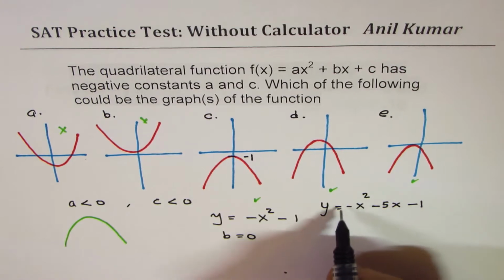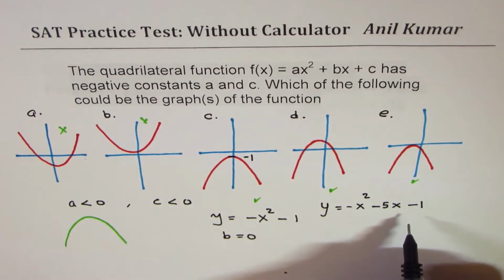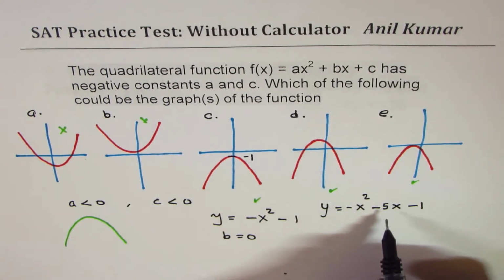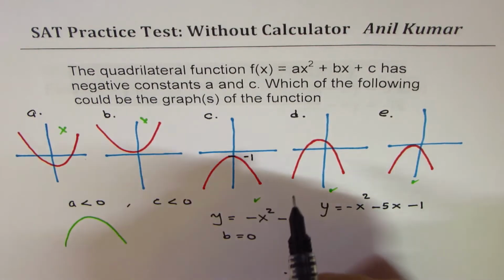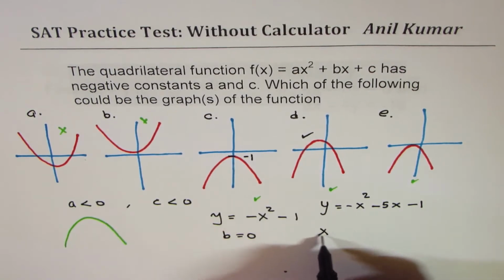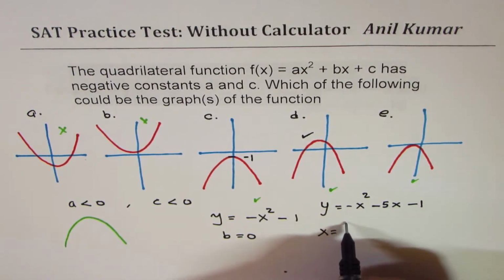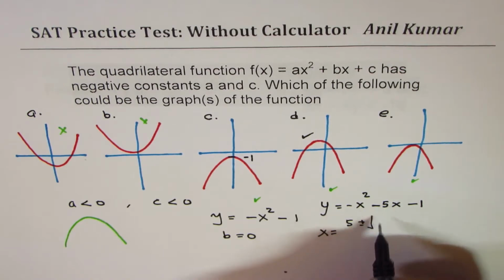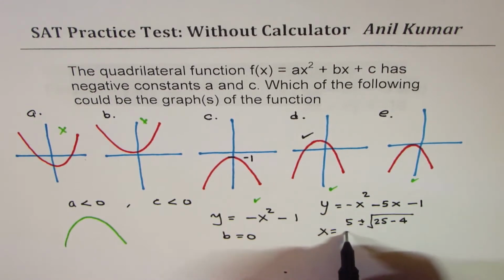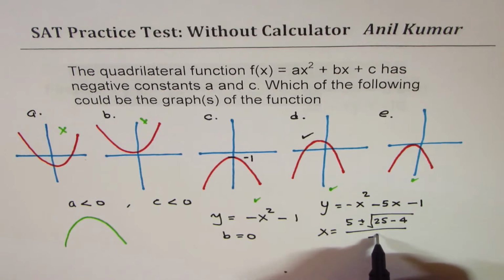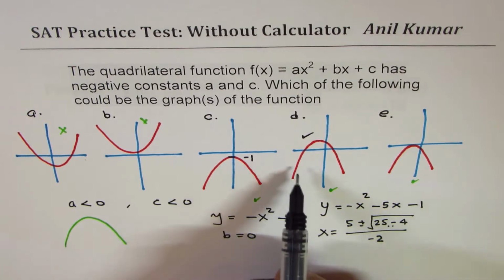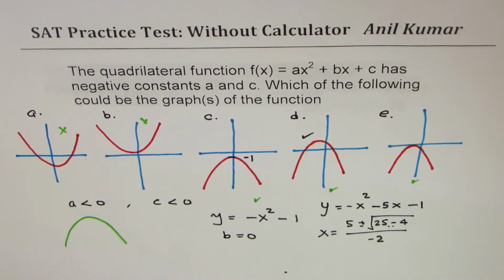So in this particular case, what you will see is that the graph will have 2 x-intercepts, right? So then that situation is possible, that we have 2 x-intercepts, right? Because if you find the roots, x equals 5 plus or minus the square root of b squared, which is 25, minus 4 times ac, which is 4, divided by 2 times a, or minus 2, right? In that case, since this is positive, we have 2 roots. So that means this situation is possible, correct?